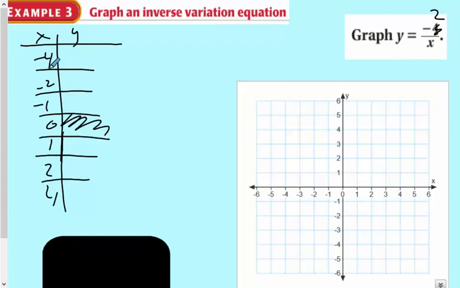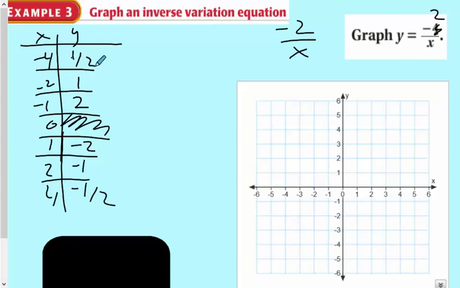The equation we're graphing is that. When I plug in 1, you get -2. When I plug in 2, you end up with -1. When you plug in 4, you get -1/2. Plug in -1, we have +2. Plug in -2, we have +1. And plug in -4, we have +1/2. So just some basic arithmetic here, and then I'm going to graph these.